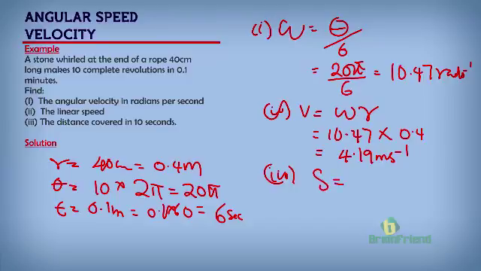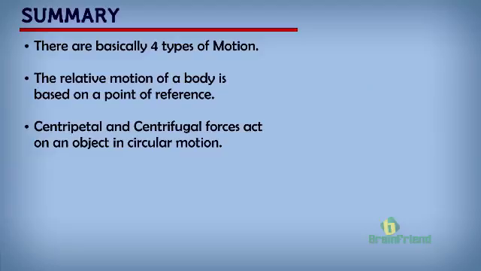Finally, the distance covered in 10 seconds. Distance is velocity times time. So the velocity is 4.19 meters per second, and the time we have been told is 10 seconds. And that is 41.9 meters. That brings us to the end of motion part 1.